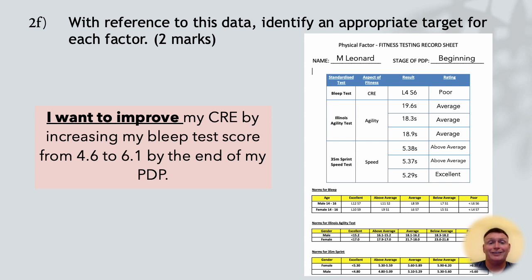And I just want to draw your attention to that first phrase because it's really important that it appears in your answers. I want to improve.